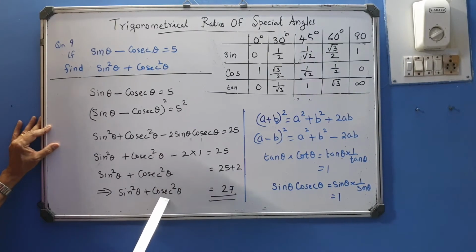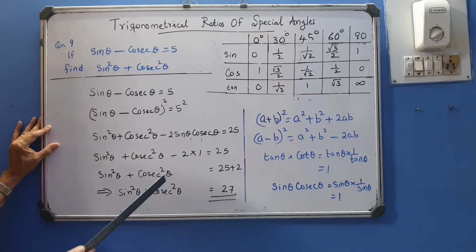That is sine square theta plus cosec square theta. That is what we have to find out. So this is a very, very simple question.